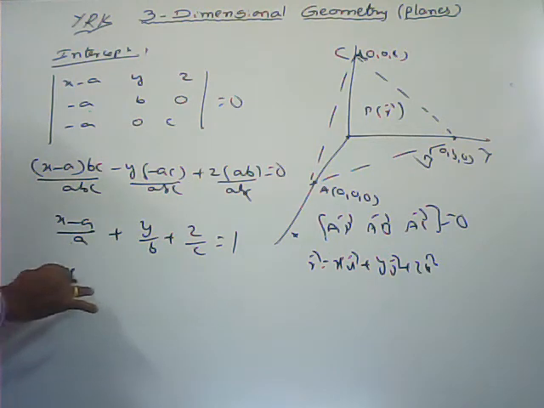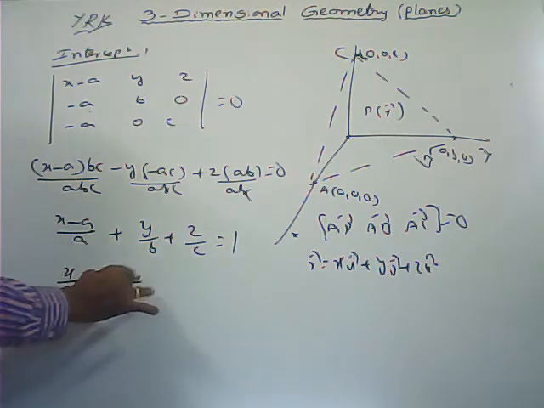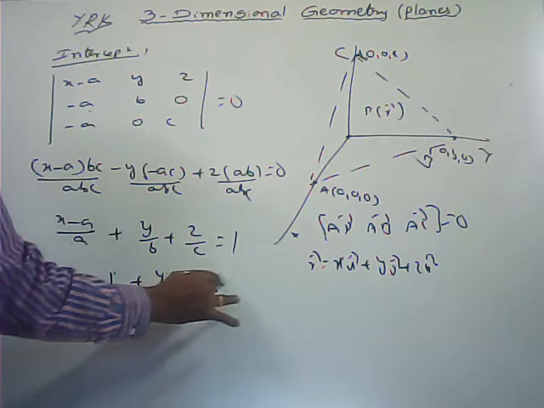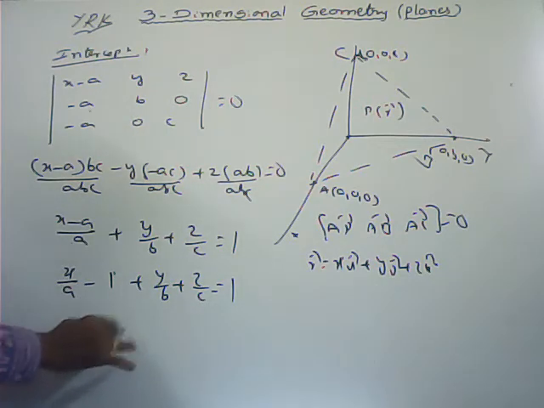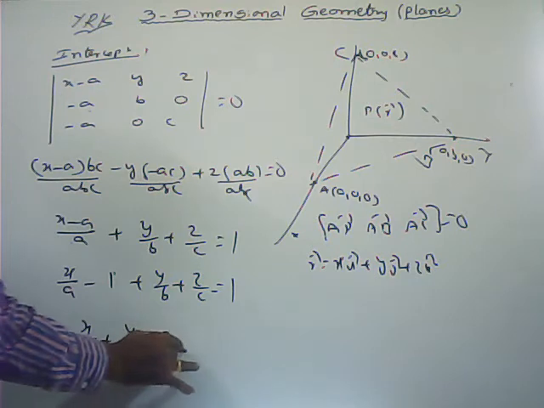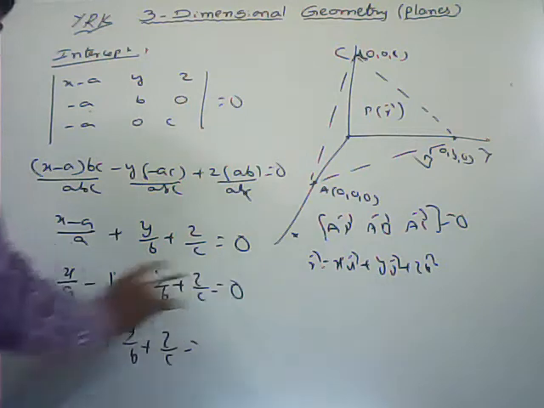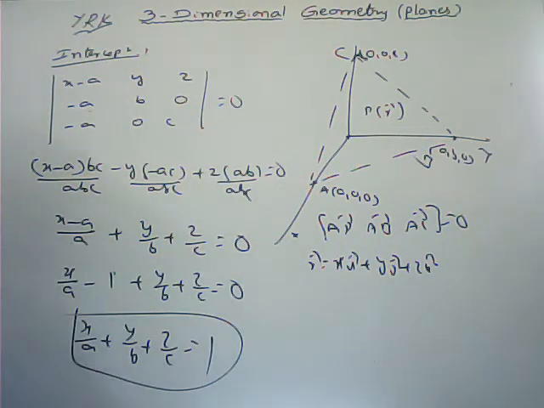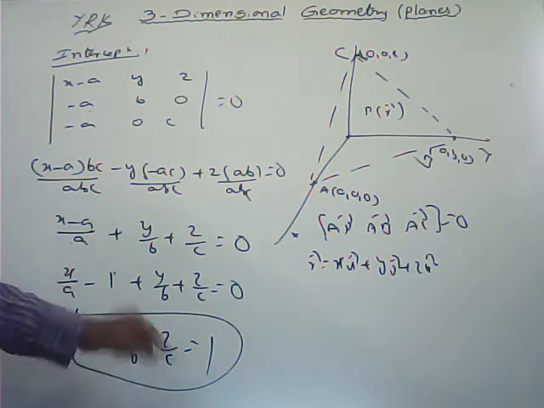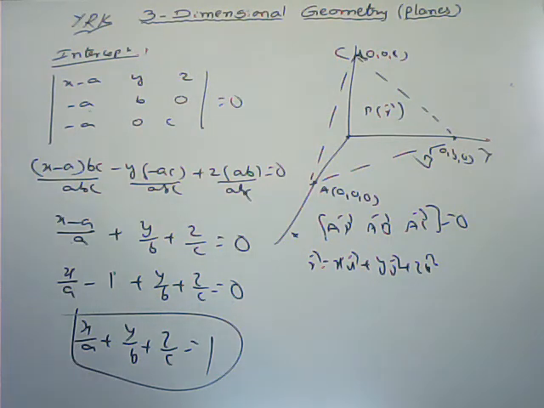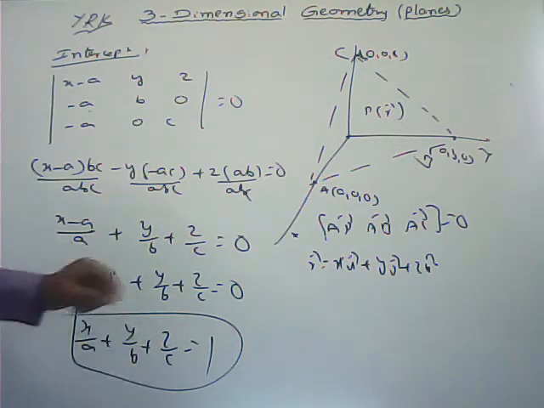Here you can write separately x by a minus a by a, that is 1, plus y by b plus z by c, that is equal to, sorry, here 0 is there, minus 1, you can transpose to that side. So if any equation of the plane is given, to get the constant term 1, we can divide with the d only. So x by a plus y by b plus z by c equals 1.